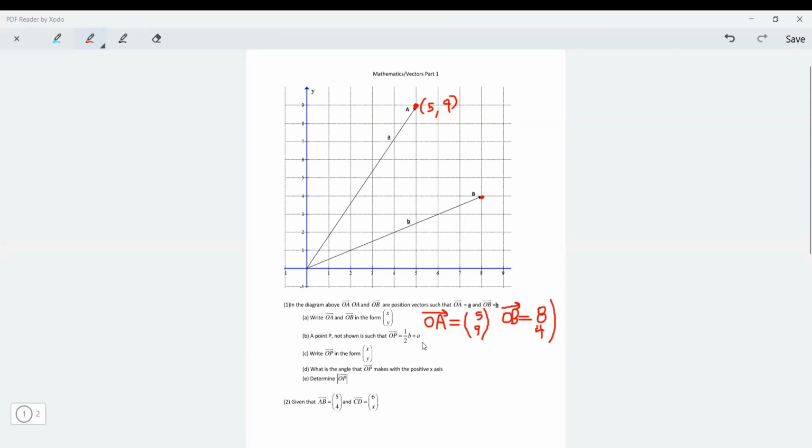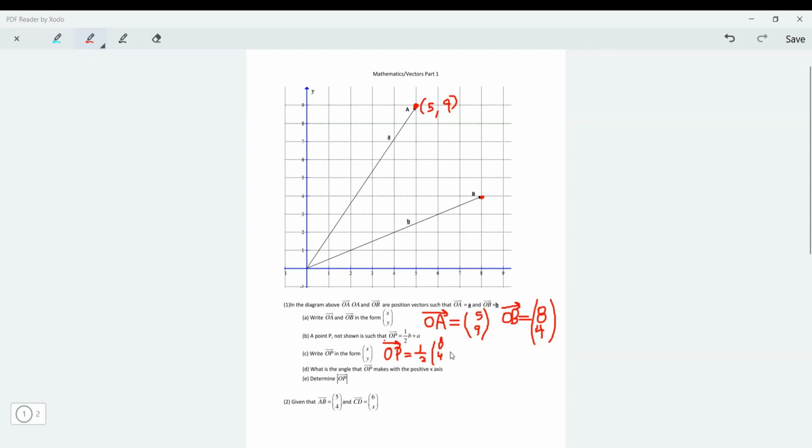All right, nice. Now this part says a point P, not shown, is such that OP is a half b plus a. So a half of b plus a is vector OP, in XY form. So vector OP is equal to a half of b. A half of b is a half of 8, 4. So it's a half of this vector 8, 4 plus vector OA.